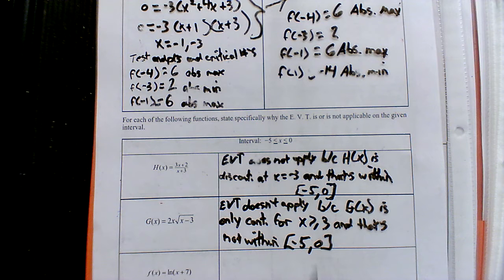It's only continuous for x values that are greater than or equal to 3. If you plug in something less than 3, you get a negative, and you have to take the square root of that, so it does not apply. It doesn't work. It would give you imaginary numbers.